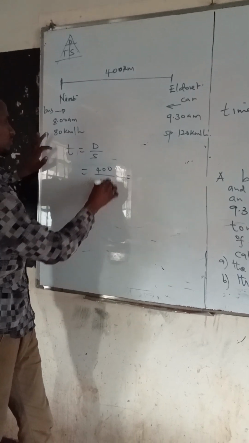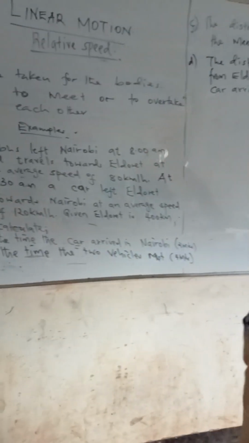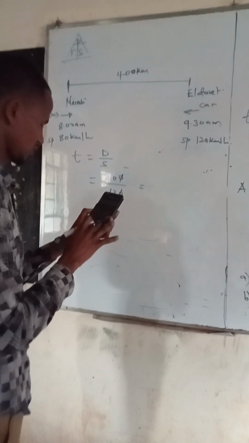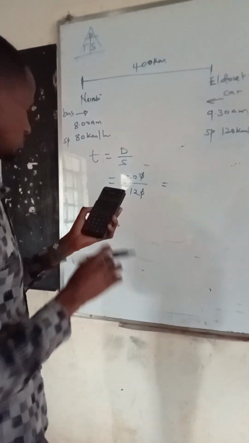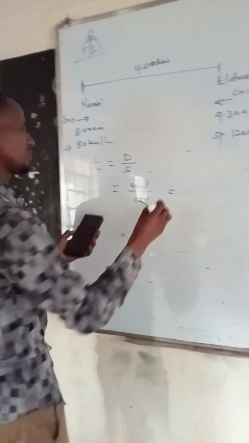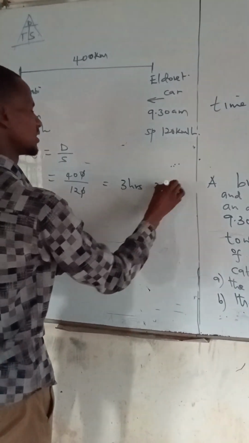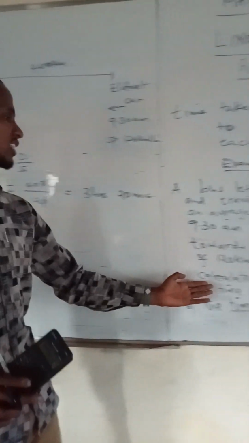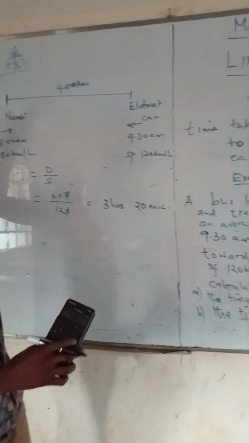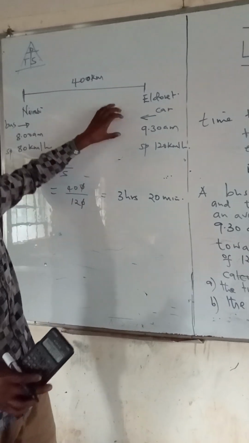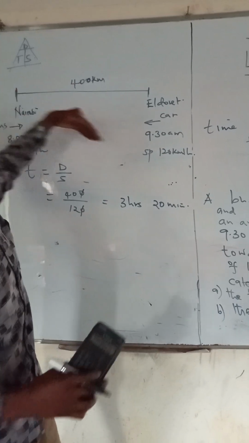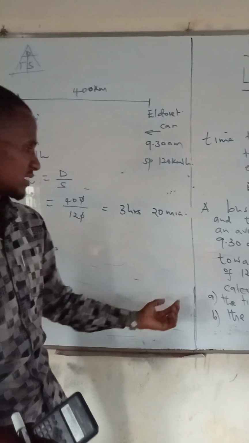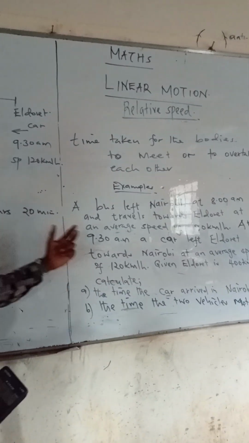So what is the time? Use the calculator; the time taken will be 400 divided by 120. You can do it together. So the time will be 3 hours and 20 minutes. This is the time that the car will take to move from Eldoret to Nairobi. That was just simple because you just needed the distance and the speed of the car. But you're told the time the car arrived in Nairobi, at what time did it arrive.